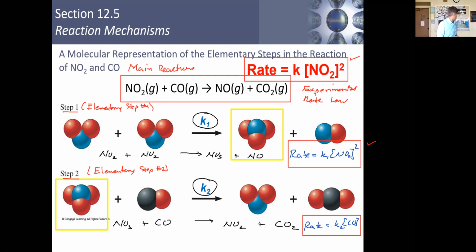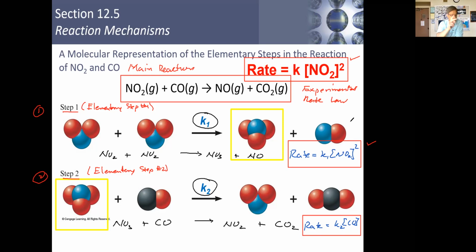That means first and foremost that this mechanism could be correct. This mechanism here is possibly correct. Now, would there be other mechanisms that we could propose that could also be correct? Sure. Remember, I told you there's not one mechanism that absolutely shows that it is correct. These are just steps that we have suggested could be the mechanism for this reaction.